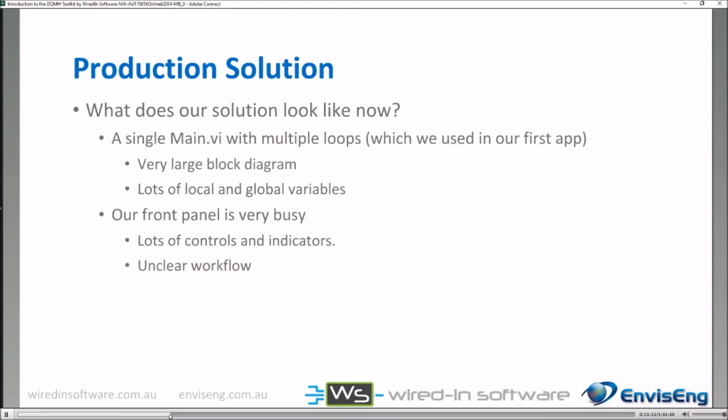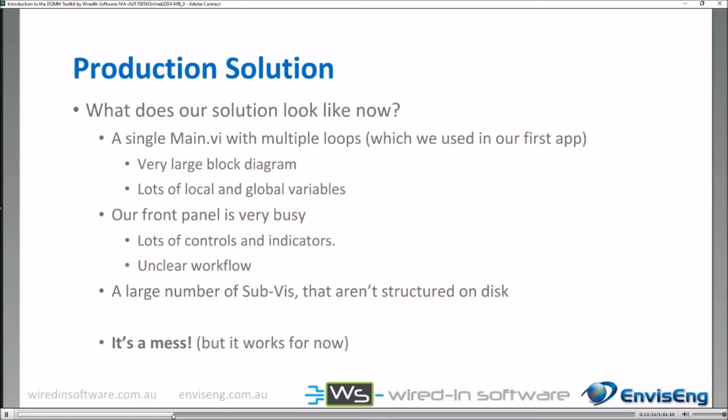The workflow for the user is a little unclear. And if you look at the files on disk, it's just a flat file structure. We've got sub-VIs everywhere. We don't know how they all fit together, but they do. I'm wondering if this is sounding familiar to anyone. It's a mess. To be brutally honest, it's a bit of a mess now, but it works. It works for now, and production's underway, so things are great. We're rocking.